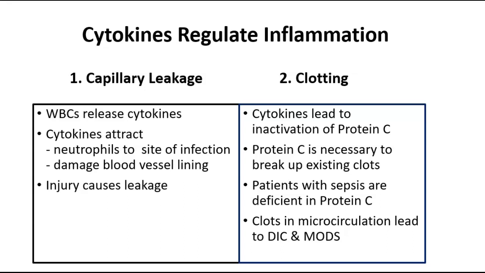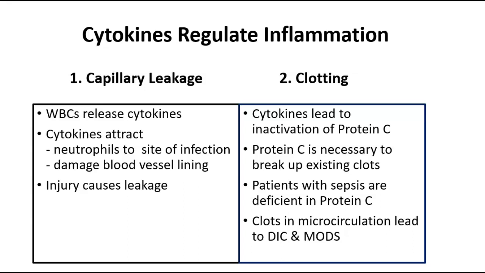The other thing that cytokines do is they regulate clotting. So cytokines can actually lead to the inactivation of protein C. Protein C devours the microclots that our body makes on a daily basis. It's out there working for us. So cytokines prevent that protein C from being in the active form. And if it's bad enough, this is able to cause DIC, which we talked about under hematology.